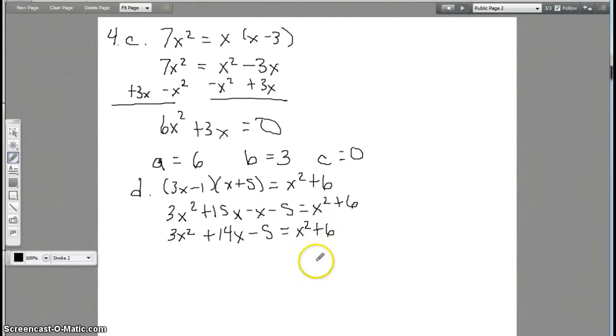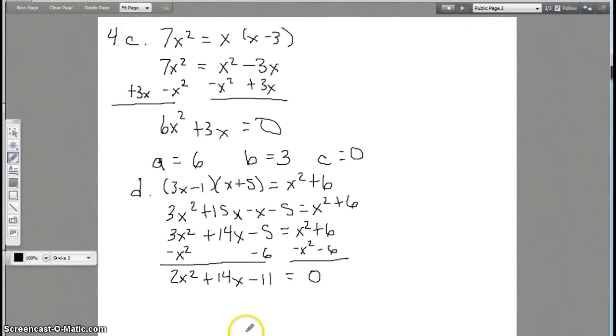Now to get a 0 on the right-hand side, I'm going to need to subtract x squared, and I'm going to need to subtract 6. So I'm going to write minus x squared and minus 6. So on the left side, I end up with 2x squared plus 14x minus 11, and then on the right side I just have 0.